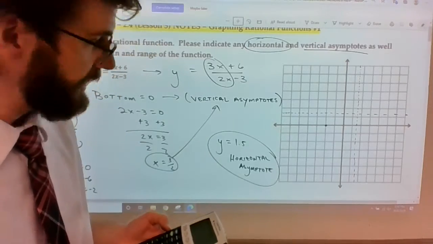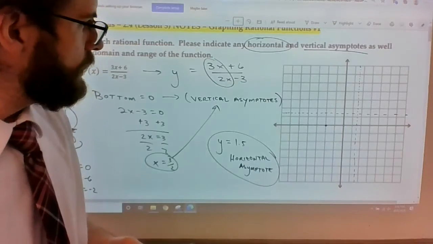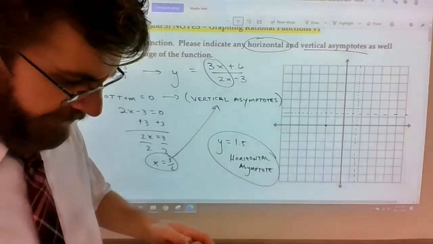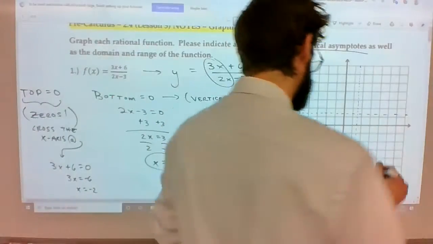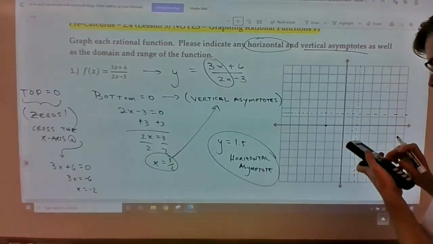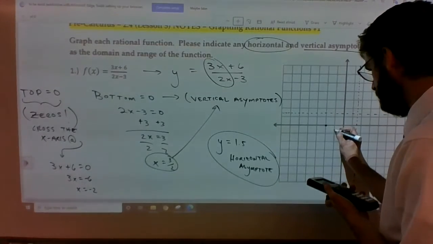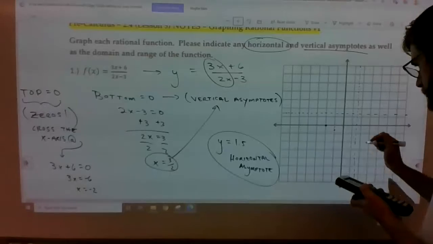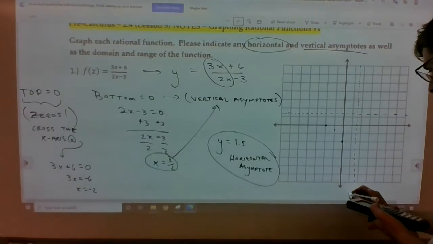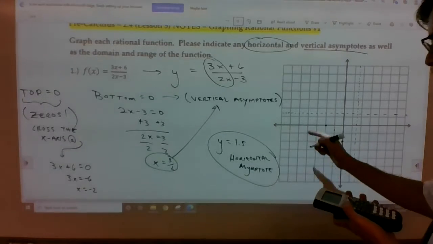3x plus 6 divided by 2x minus 3. So in my table, let's start at negative 1. Negative 1 corresponds to negative 0.6. 0 corresponds to, I'm sorry, that's positive 1. Negative 1's over here. Negative 1, 0.6. 0, negative 2. 1, negative 9. Oh my, it's down here. What happens when we plug in negative 3?